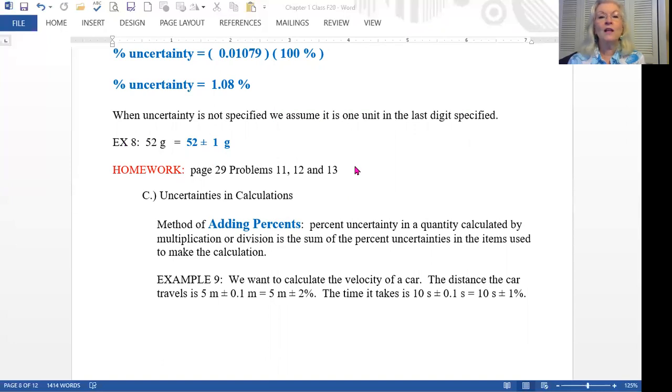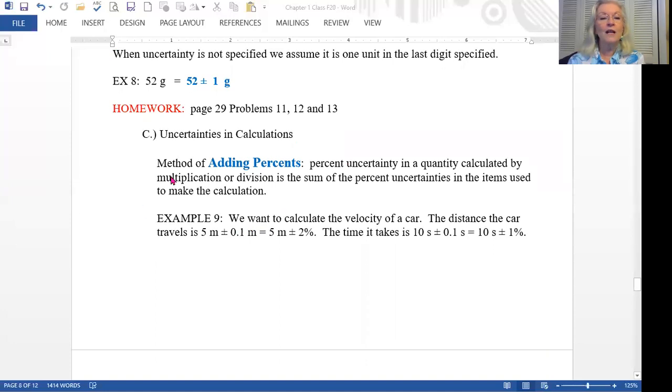Let's talk about how we calculate uncertainties in a calculation. Again, not just in a measurement, but in an actual calculation, because physics has lots and lots of calculations. So one way is to use the method of adding percents. You take the percent uncertainties in a quantity that's been calculated by multiplying or dividing, then you take the sum of those percent uncertainties and that'll give you the percent uncertainty for the value itself. And I know that seems a little confusing, so we'll just do a numeric example.